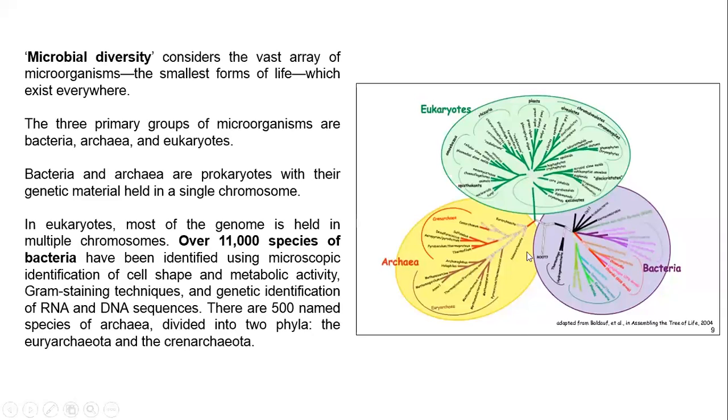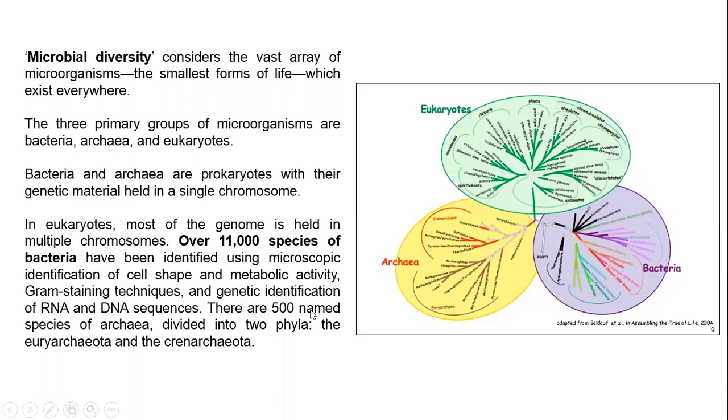The prokaryotic organism contains its genetic material in a single chromosome. In eukaryotes, most of the genome is held in multiple chromosomes. In the prokaryotic domain bacteria, over 11,000 species have been identified to date, and their identification was on the basis of shape, metabolic activity, gram staining techniques, and genetic identification of DNA and RNA sequences.